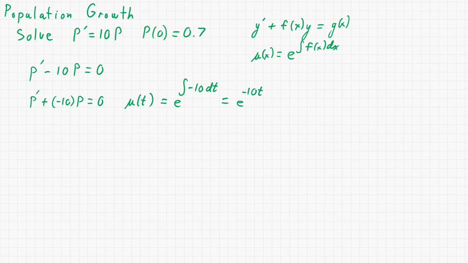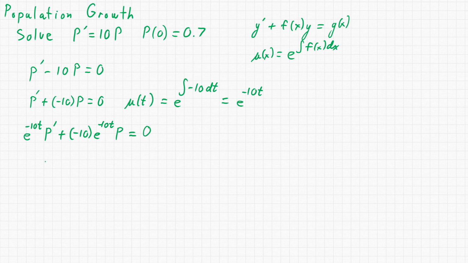If you need to review that, you can go back to the integrating factor videos. Here we go, let's get going. Now the integrating factor, I'm going to multiply to the entire ODE. So we get e to the negative 10t times p prime plus negative 10 times e to the negative 10t times p, and that equals 0 times e to the negative 10t, which is still 0.